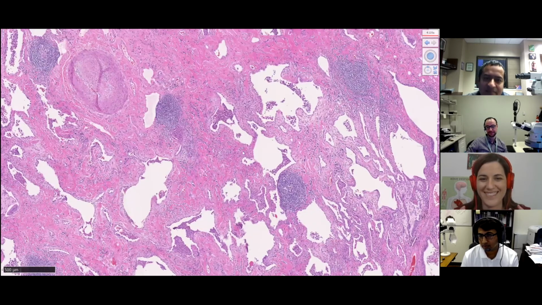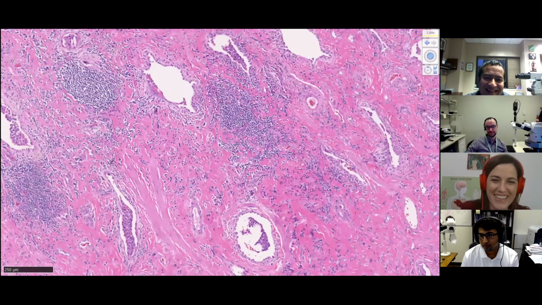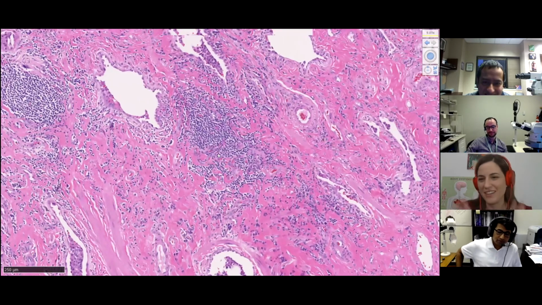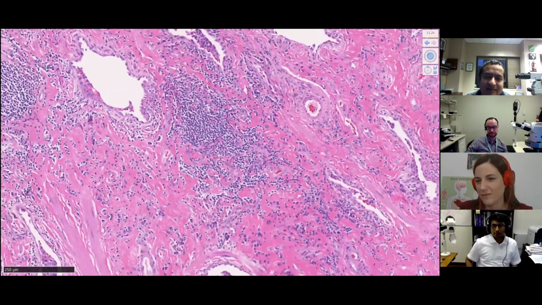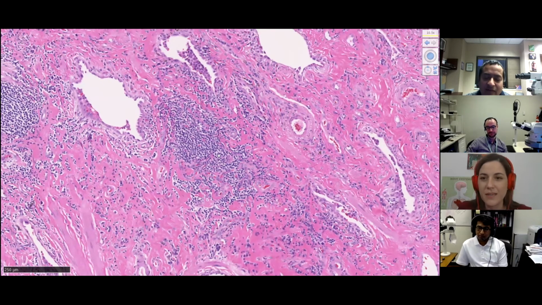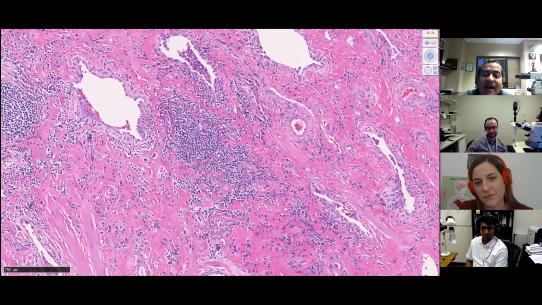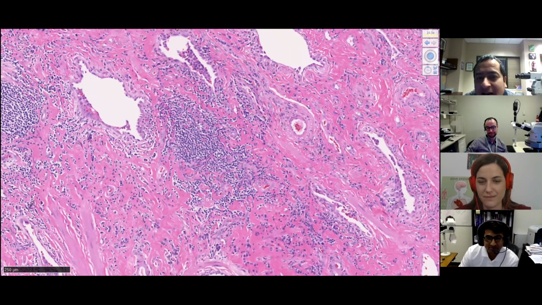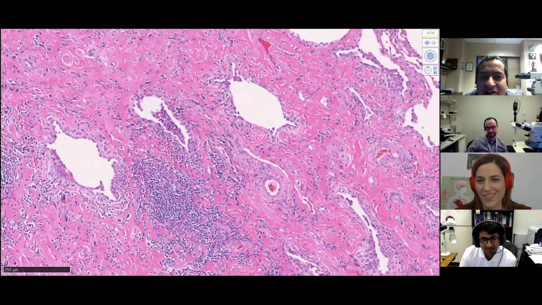NSIP. We look at the comment. The presence of lymphoid follicles in pleura, bronchioles, whatever, raises the possibility of CTD-ILD. And what happens then if you don't have a CTD-ILD by serology and clinical features and all that?